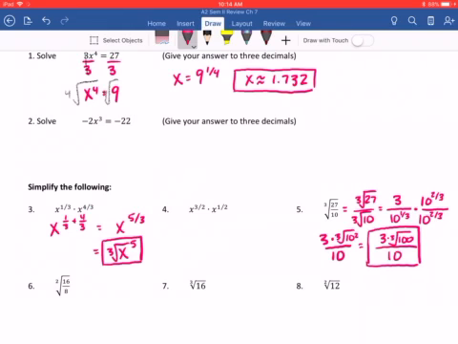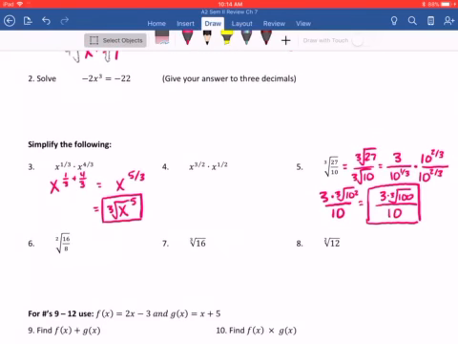Okay, so 6 is going to be a little tricky as well, so why don't we go ahead and look at that one together also. Alright, so if you look here, we're going to start this the same way that we started number 5. We'll split this up into the square root of 16 over the square root of 8.